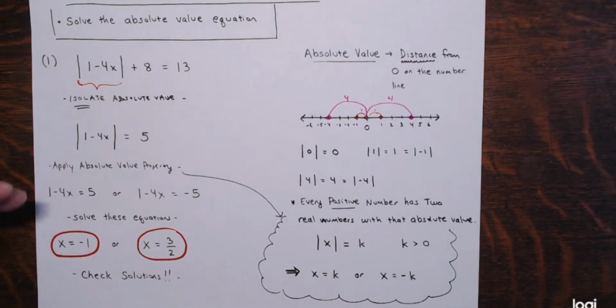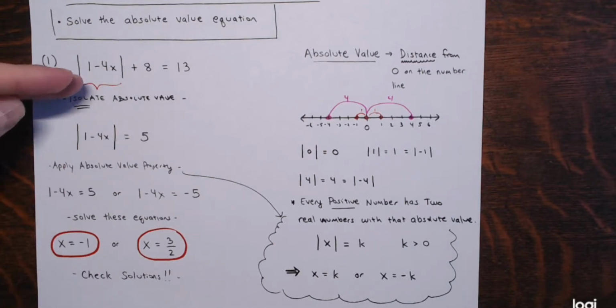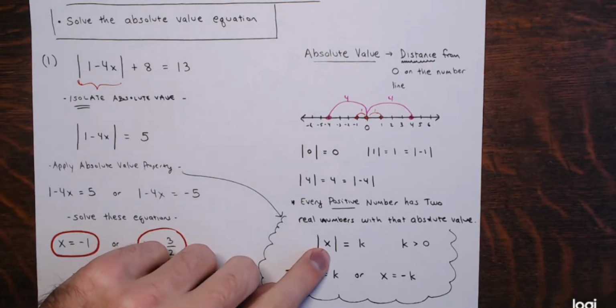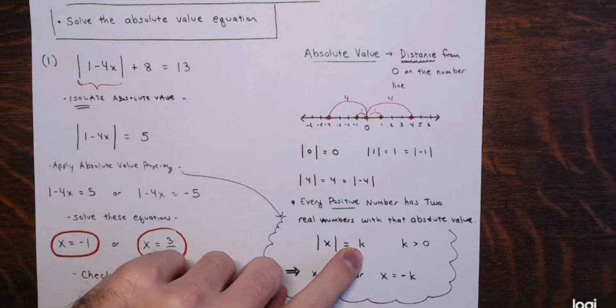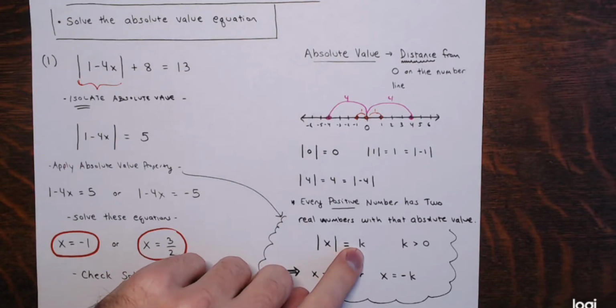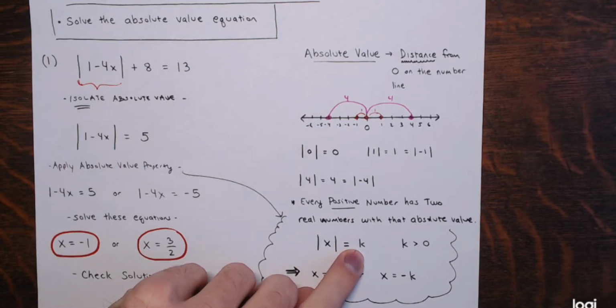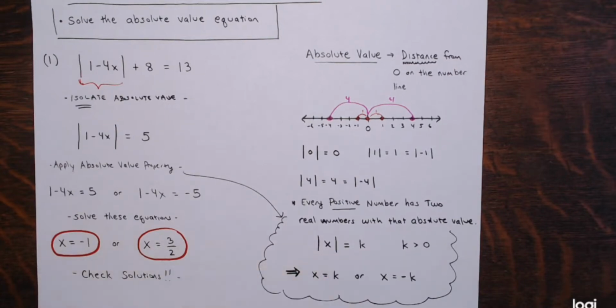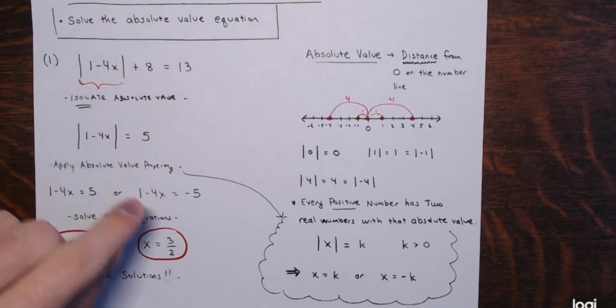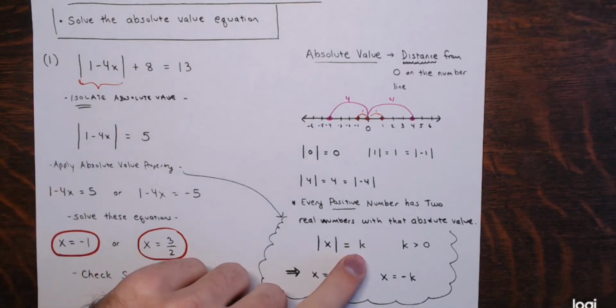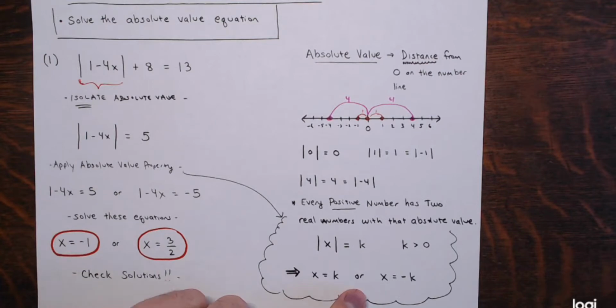Alright, so once more. We isolate the absolute value, right? Get it like this, absolute value all by itself equal to some, hopefully non-negative number. If you have the absolute value equal to a negative number, that's never happening, right? We're going to see that coming up next. Then you apply this absolute value property, right? The only numbers that have that absolute value are itself or its opposite. And then you solve those separate equations and check those solutions.